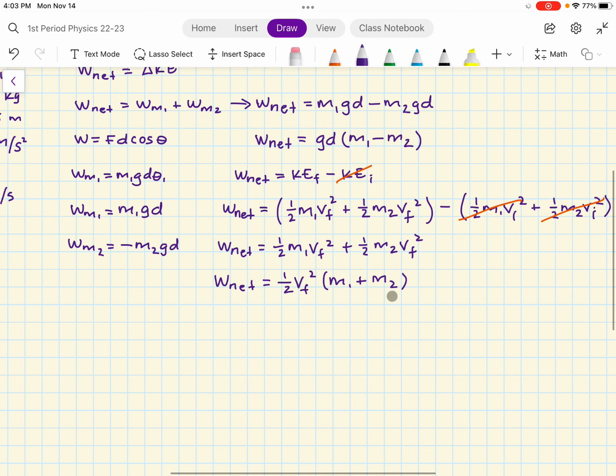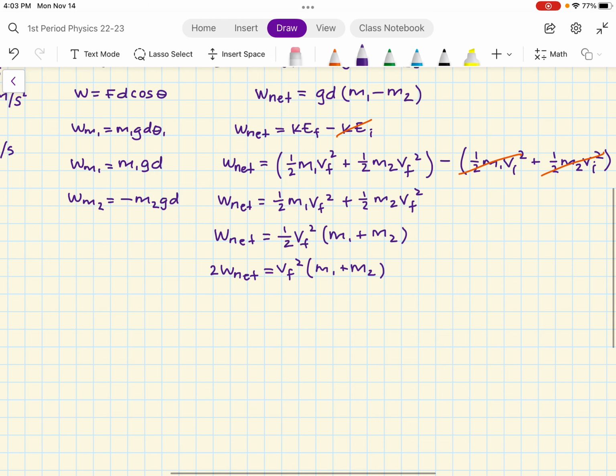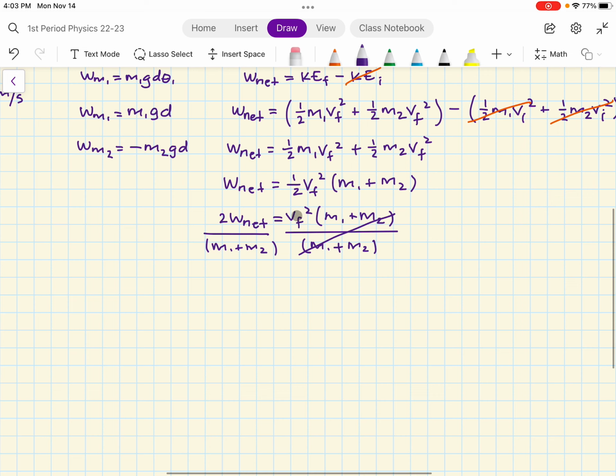So now let's get rid of this 1/2. Multiply times 2 on both sides. So I'm going to have 2 times the net work is equal to velocity final squared times the sum of the masses. Now I'm going to divide by the sum of the masses. And whatever I do to one side, I have to do to the other. And then to get rid of the square, I just take the square root.